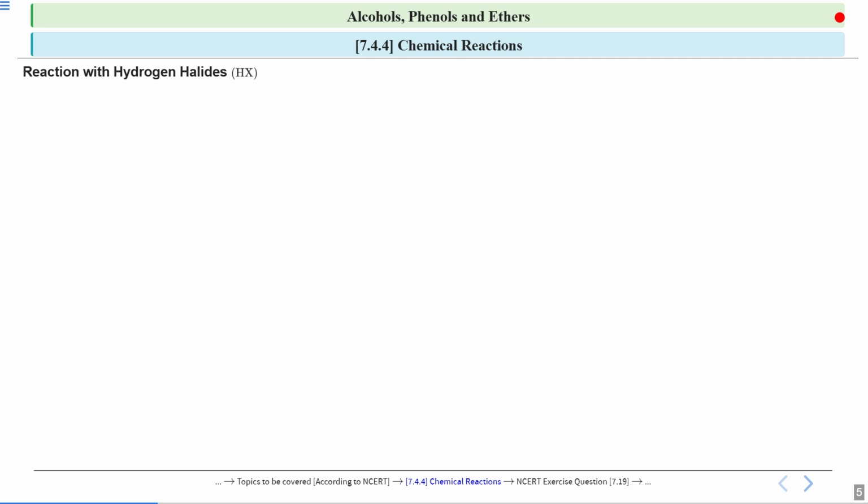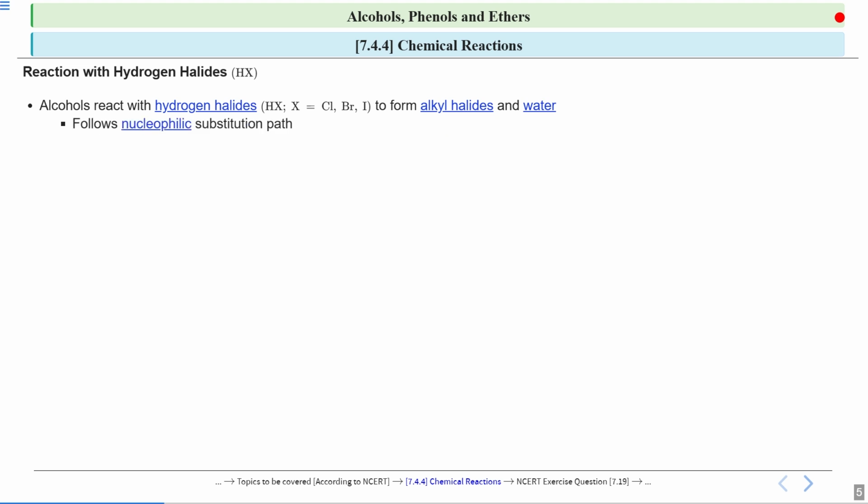So the first reaction that we will see is the reaction with hydrogen halides. Halides can be fluorine, chlorine, bromine or iodine. Okay, so let's see the reaction. When alcohols react with hydrogen halides, halides like I told you can be chlorine, bromine or iodine, they form alkyl halides and water. That is, alcohol plus HX gives you alkyl halide and water. Now this reaction follows a nucleophilic substitution path.